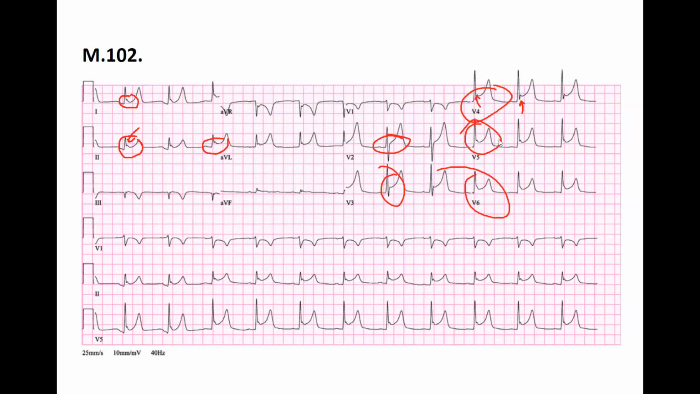So if you have ST elevation in different areas, in different coronary supplied areas, you have to think about pericarditis. And of course, you also have the anamnesis of the patient. If the patient is complaining of chest pain in a supine position and during deep inspiration, you have to think that pericarditis can be the sign. Okay, all right.